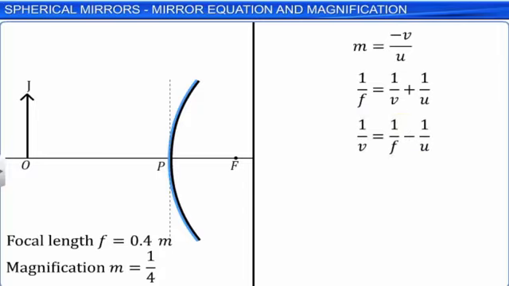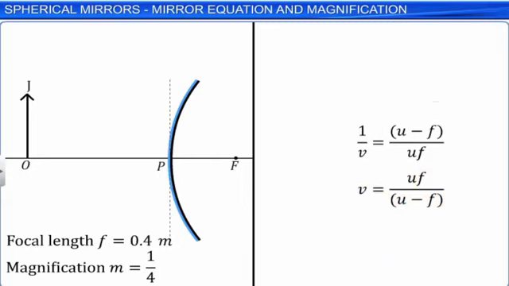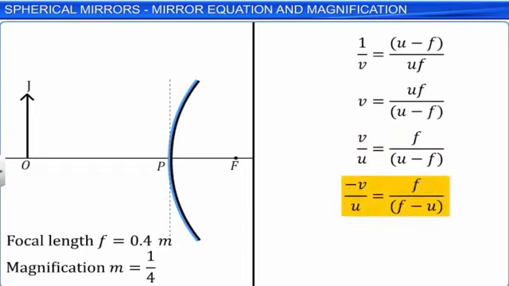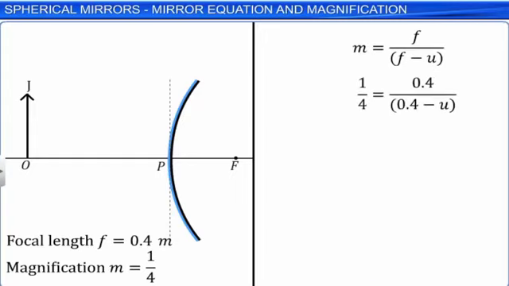Implies v is equal to uf by u minus f. Or v by u is equal to f by u minus f. This can be written as minus v by u is equal to f by f minus u. Or m is equal to f by f minus u. Substituting the values for f and m in this equation and on further simplification, we get u is equal to minus 1.2 meters. Note that u is negative because the object is always in front of the mirror.